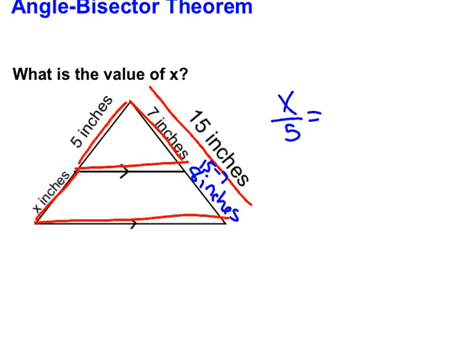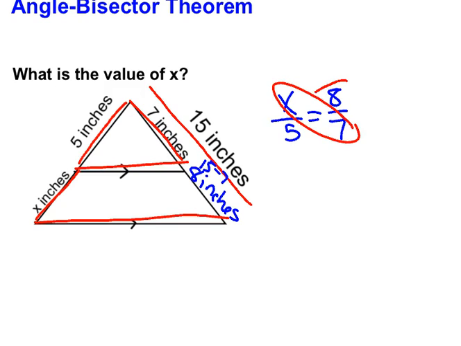Let me fix that. It shouldn't be 7 to 8. It should be 8 to 7. And the reason why it should be 8 to 7 is x is the bottom chunk and so is 8. 5 is the top chunk and so is 7. And so the parts from the same side are vertical, but the corresponding parts are horizontal. So you can set them up many different ways.